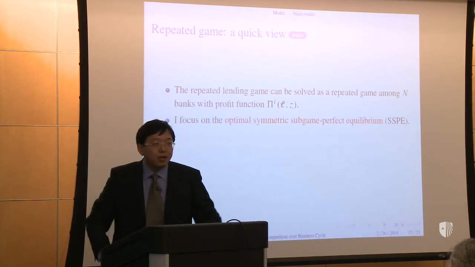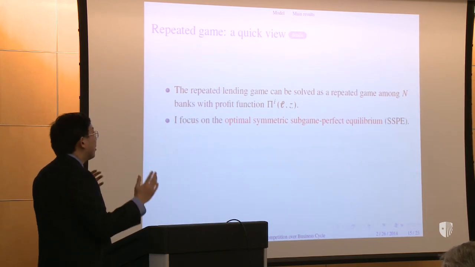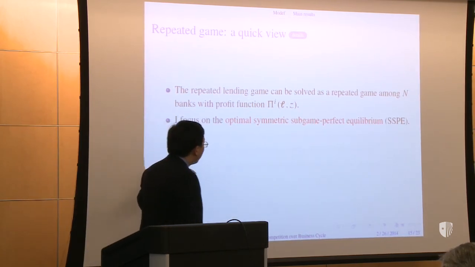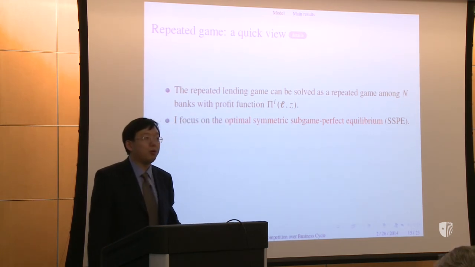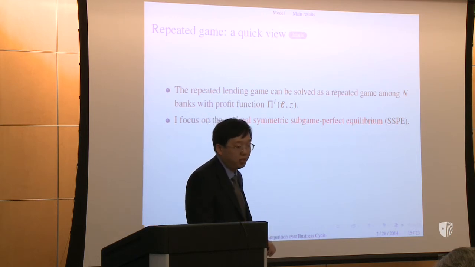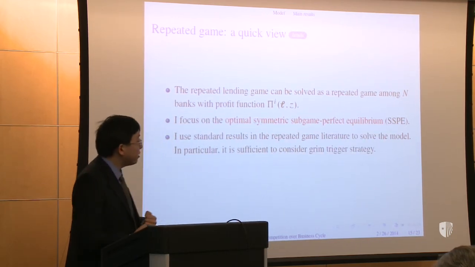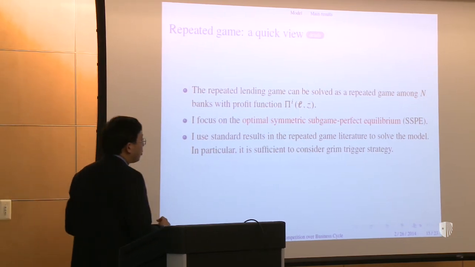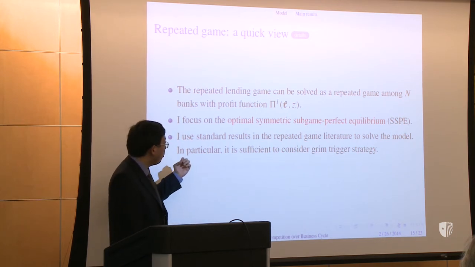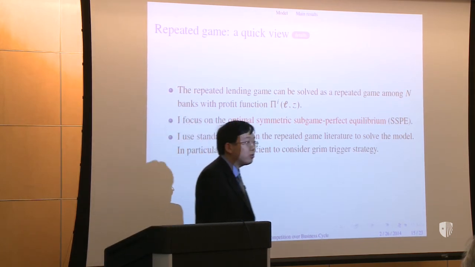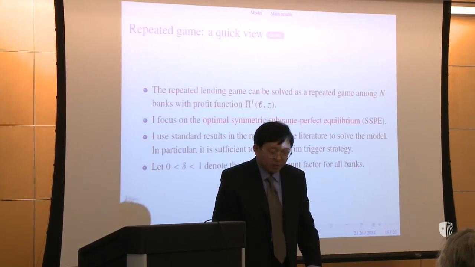Moreover, as you know, for a repeated game, there are a lot of equilibria. And I'm going to focus on a particular one, which is the optimal symmetric subgame perfect equilibrium, or the optimal SSPE. So I will make use of standard results in the repeated game literature to solve the model. And in particular, what I'm going to do is use the grim trigger strategy to construct the optimal SSPE. Is there a non-symmetric one?